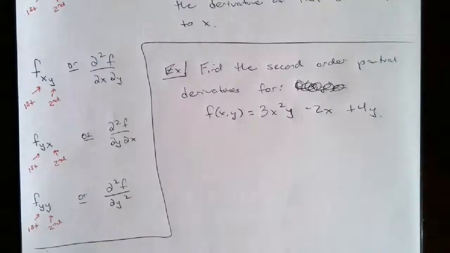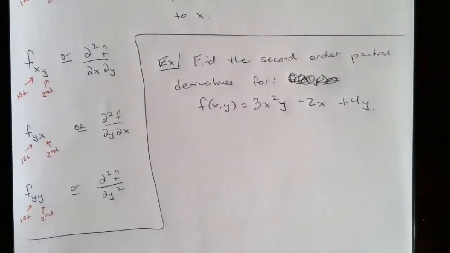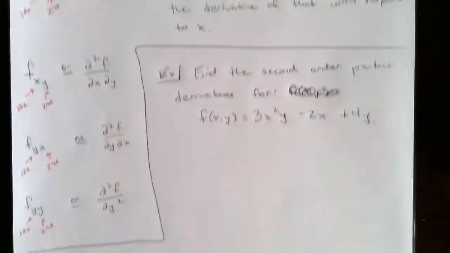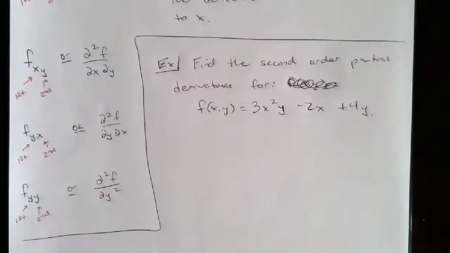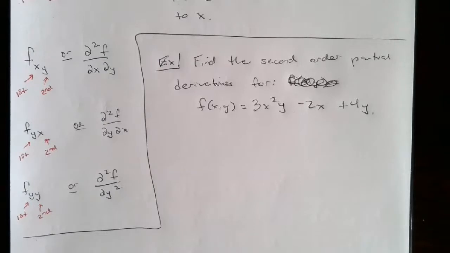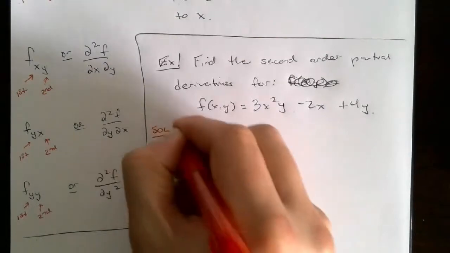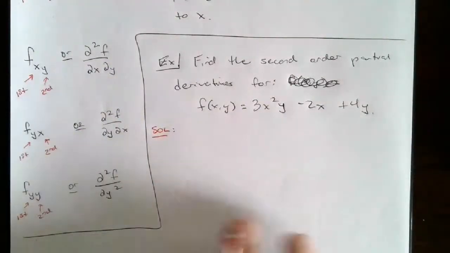Alright, so if I say find the second order partial derivatives for f of x y equals 3x squared y minus 2x plus 4y, the first thing you should recognize is that there are going to be 4 second order partial derivatives, like we just described here on the left. Additionally, to get to the second order partial derivatives, you first need the first derivative.